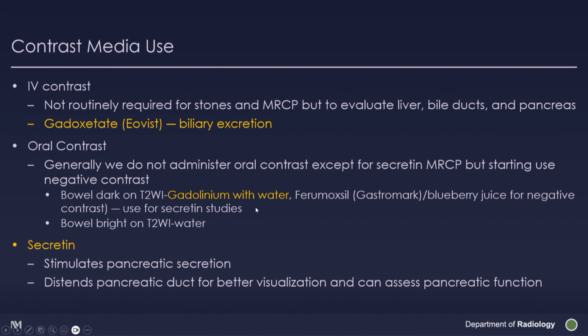And for that, we use gadolinium mixed with water. You can also use, in the past, Gastromark or blueberry juice. It got to be a little bit difficult to store the blueberry juice and other things, but we use oral contrast with gadolinium and water for secretin studies. You can also make the bowel bright if you want, using water or other techniques, but generally we want the bowel to be dark. We also use secretin, as I mentioned, to look at pancreatic secretion, and we're doing more and more of these studies for our referring doctors. And you can look at the pancreatic duct and look at pancreatic function.